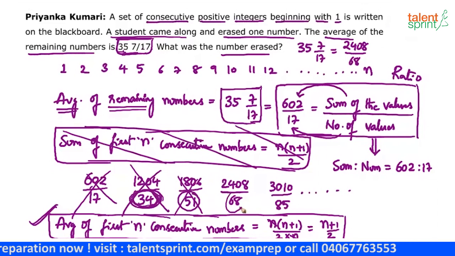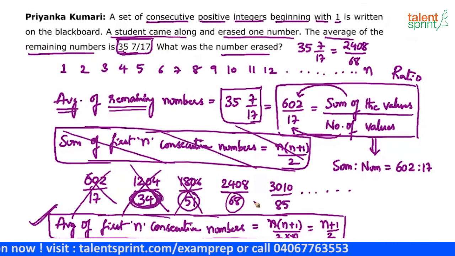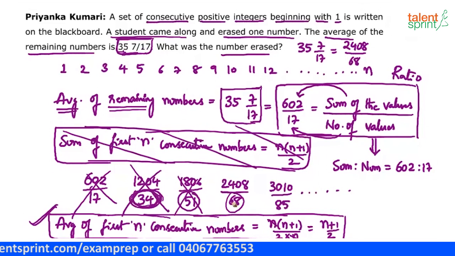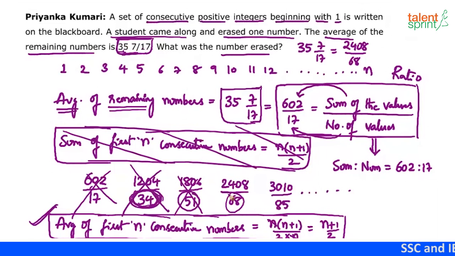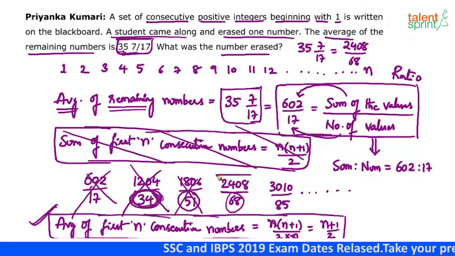See, remaining numbers are 68, which means totally there are 69 numbers. Average of 69 numbers is how much? 69 plus 1 by 2, 70 by 2, 35. And here we have got 35, 7 by 17. So we are close to 35. So maybe from those first 69 numbers, we have removed one of the smaller numbers, because of which the average has increased. Instead of 35, it has become 35, 7 by 17. So it looks like we are close to this.